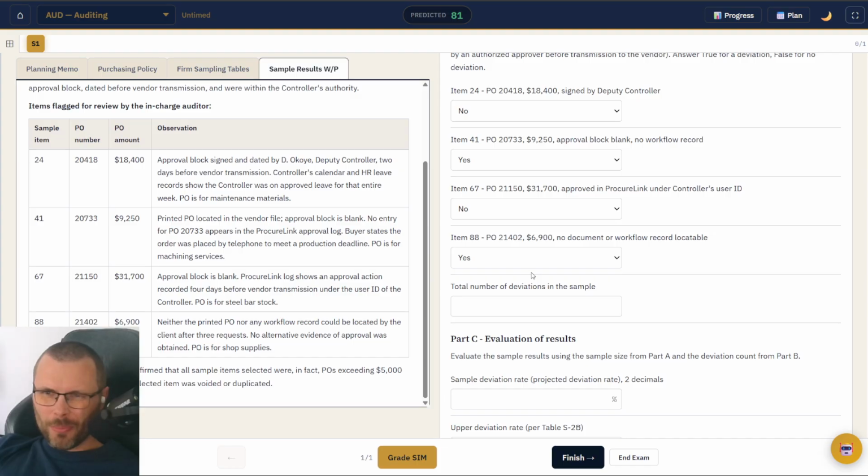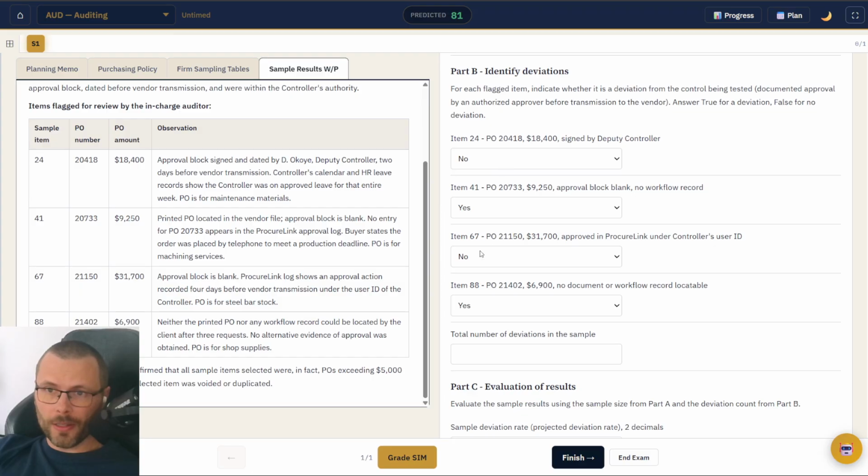So the last question in part B, total number of deviations. That's just what we've answered up here. There's 1 and 2.